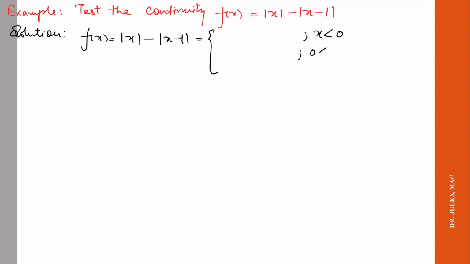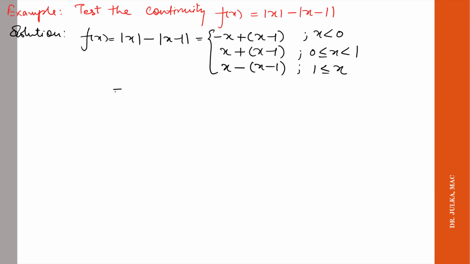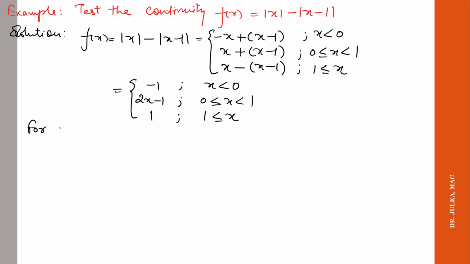So if x is less than 0, then we get value of function minus x plus (x minus 1). If x lies between 0 and 1, we'll get the value of function x plus (x minus 1). If x is more than 1, then we'll get the value of function x minus (x minus 1). And after calculation, we'll get the value of function as minus 1, 2x minus 1 and 1. Now we have two turning points, 0 and 1.